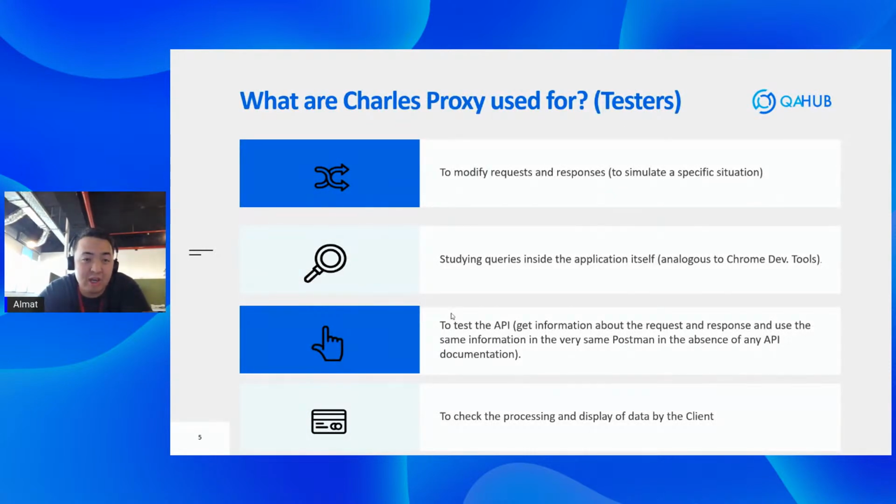In the scope of testing, what is Charles Proxy used for? The first thing is to modify requests and responses to simulate a specific situation. The second is studying queries inside the application itself. It could be somewhat analogous to Chrome DevTools. Third, to test the API, get the information about the request and response and use it in a tool like Postman in the absence of any API documentation. And the last thing, to check the processing and display of the data by the client.